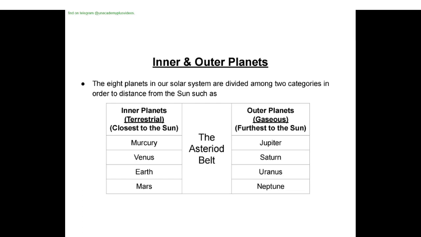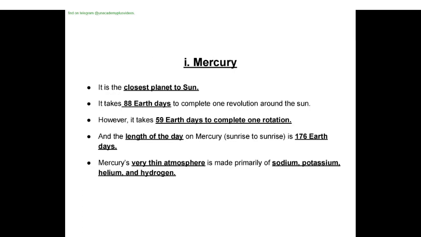Inner and outer planets. The eight planets in our solar system are divided into two categories according to their distance from the Sun. Inner planets, also called terrestrial, are closest to the Sun: Mercury, Venus, Earth, and Mars. Outer planets, also called gaseous, are farthest from the Sun: Jupiter, Saturn, Uranus, and Neptune. And between those two, there is the asteroid belt, specifically between Mars and Jupiter.